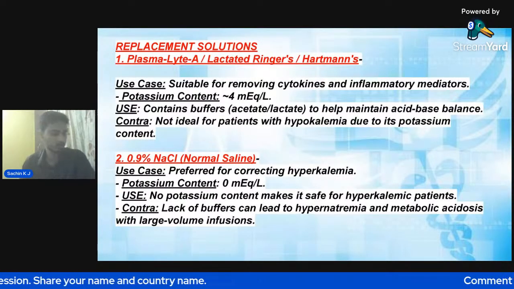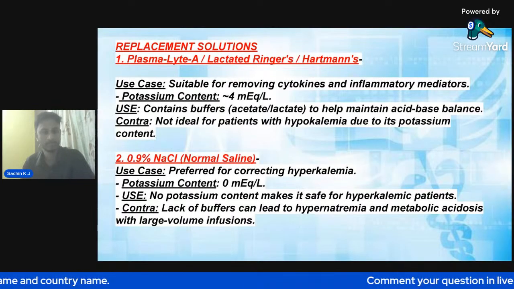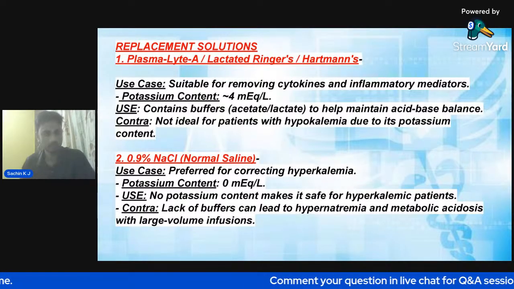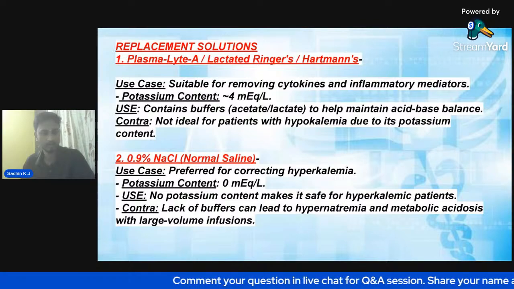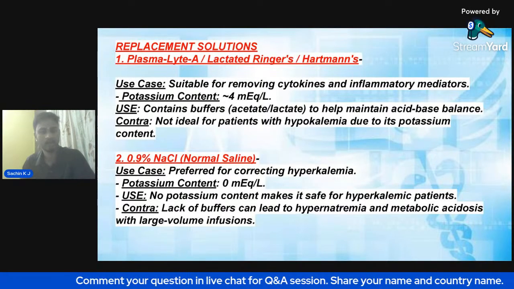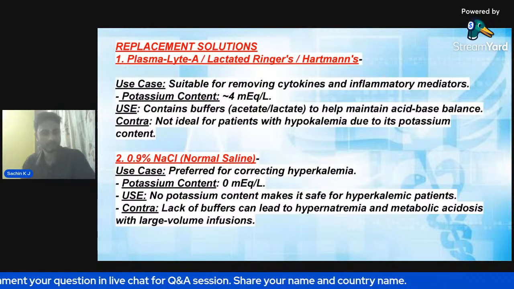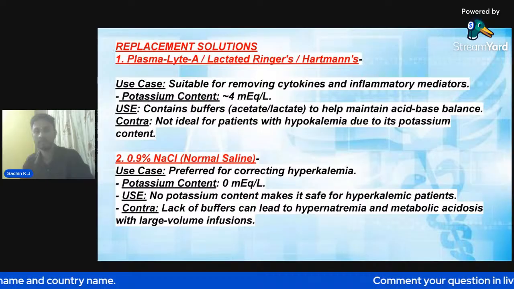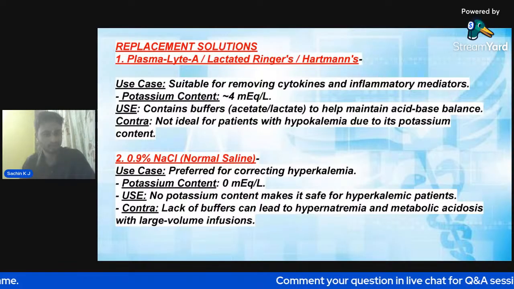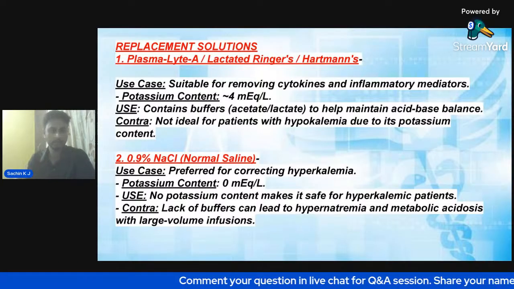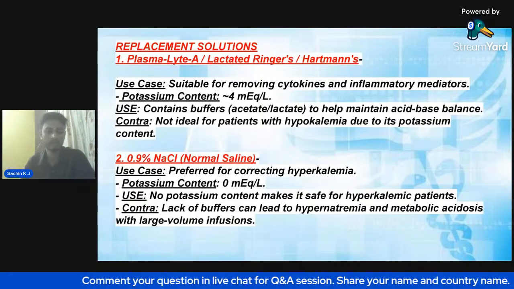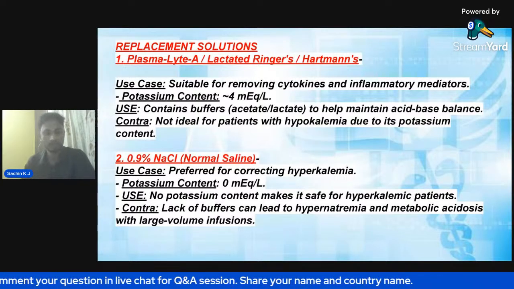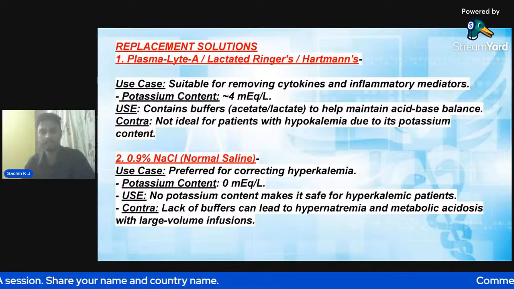Replacement solutions. What solutions are useful in this one? For example, if potassium is normal, Plasmalyte and RL are better for a patient to maintain and for removing inflammatory mediators. It is suitable for removing cytokines and inflammatory mediators. These solutions, Plasmalyte and Ringer lactate, contain potassium, and they contain acetate and lactate to help maintain acid-base balance.